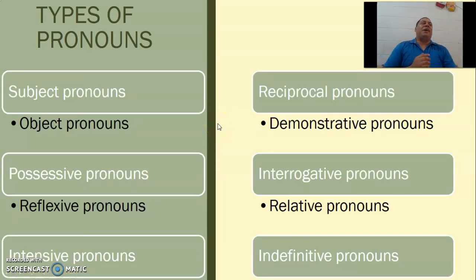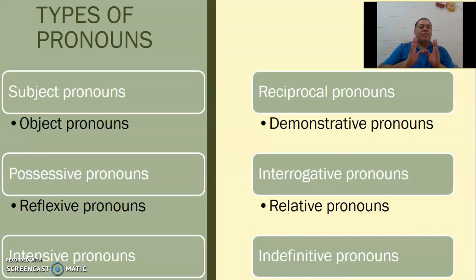The types of pronouns. See, the good thing about pronouns is that, as I told you, they are a closed class. We only have 10 different classes of pronouns. We have subject pronouns, object pronouns, possessive pronouns, reflexive pronouns, intensive pronouns. I am going to stop there for a while.